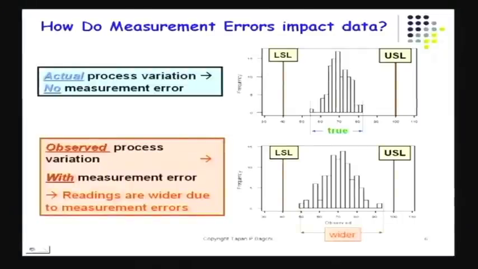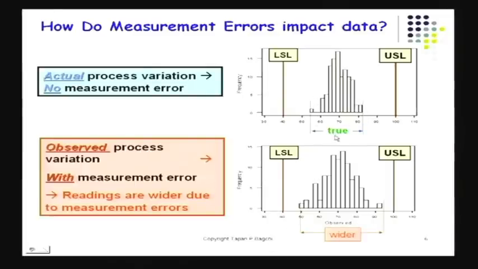Suppose your true variation was, as I show here, I've got the upper and lower spec limits, and of course I've got what we call the variation that is within the specification limit, well within the specification. So the true variation, as you see there, is well within the specification limit.